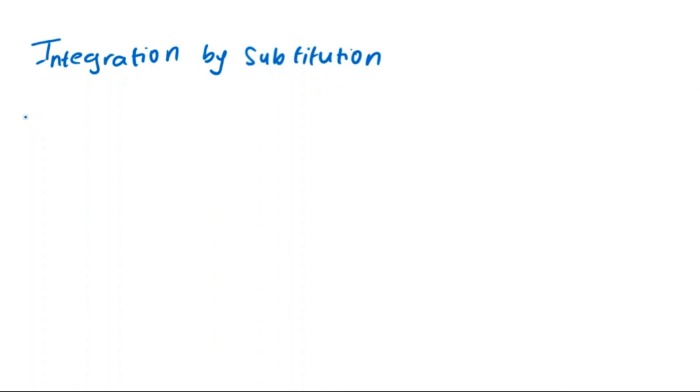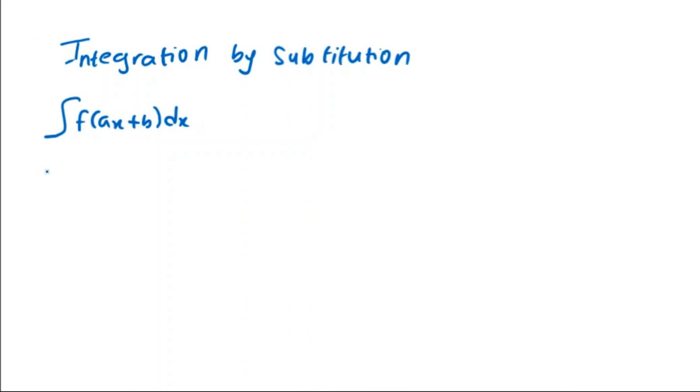So now let's consider an integral. Let's say we have to evaluate the integral of f of ax plus b with respect to x, that will be dx. Now, what we have inside the brackets, if we take it to be a letter, the most common third party letter that we use in calculus is always u. So let u be equivalent to ax plus b.